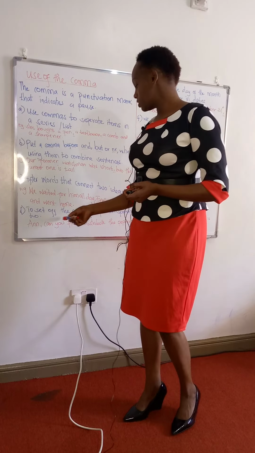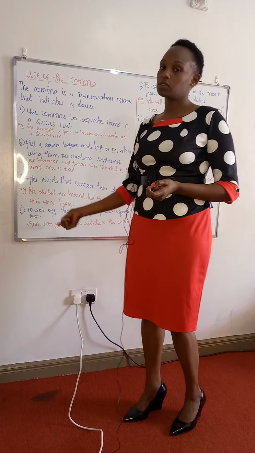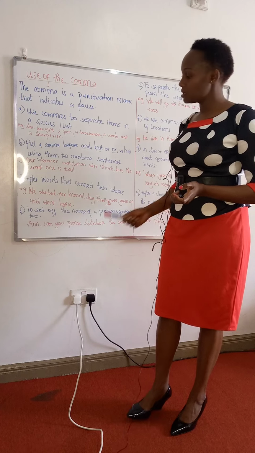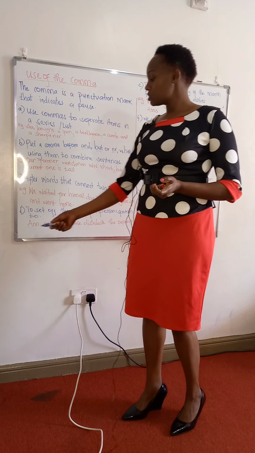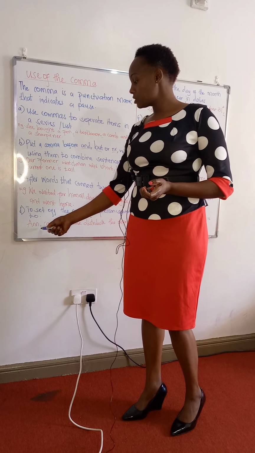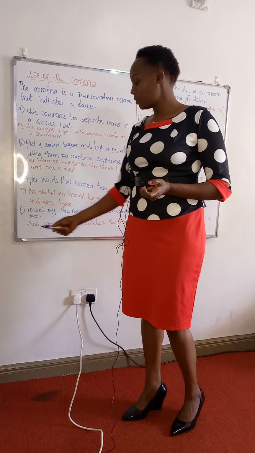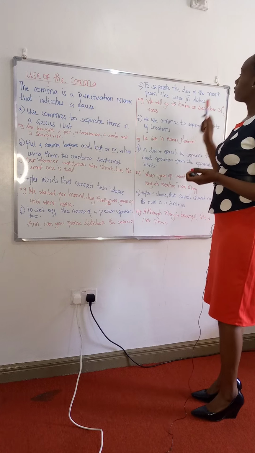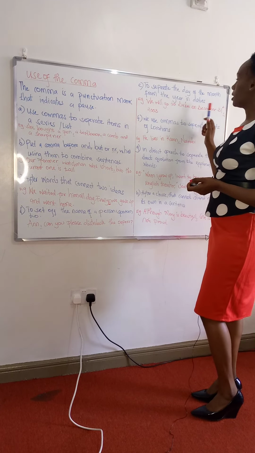Again, it is used to set off the name of a person spoken to. For example, Anne, can you please distribute the papers? In this sentence, we are talking to Anne, and so to separate or to set off the name of Anne, we use a comma. It is again used to separate the day of the month from the year in dates.